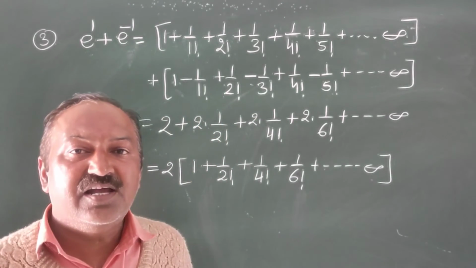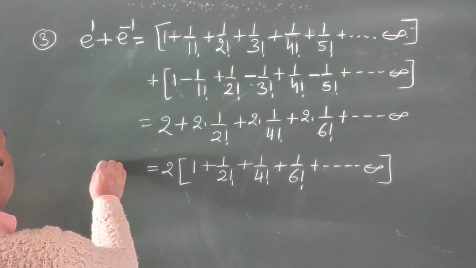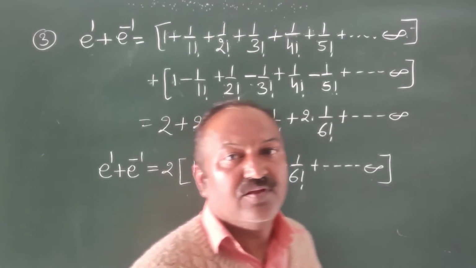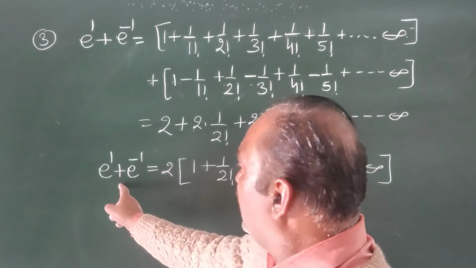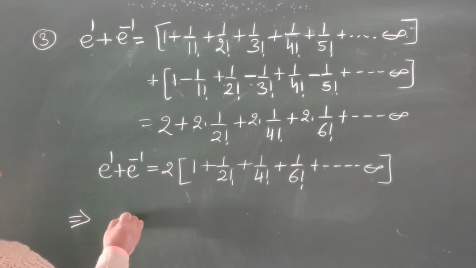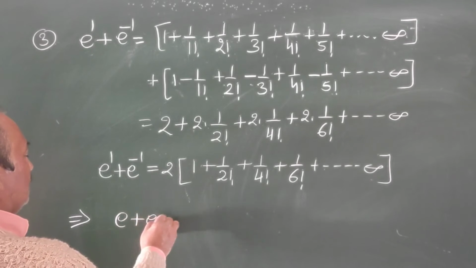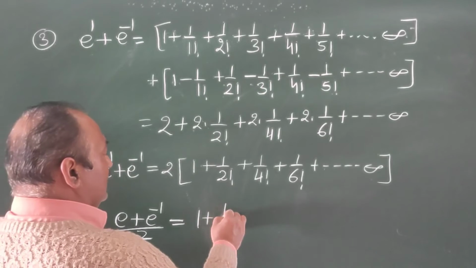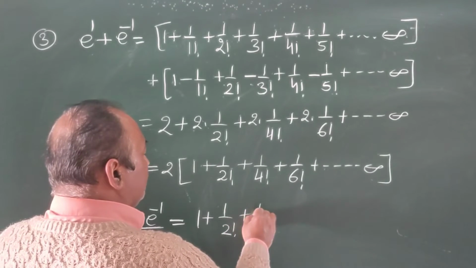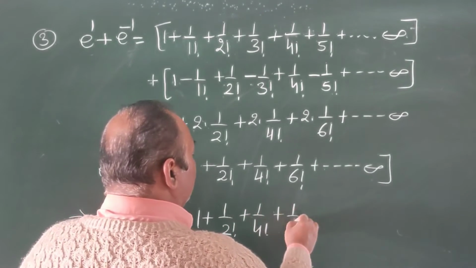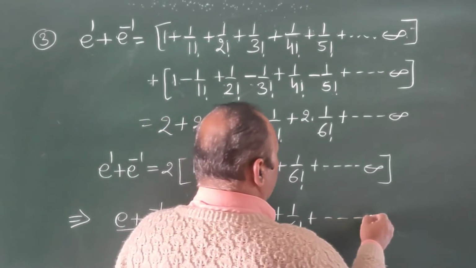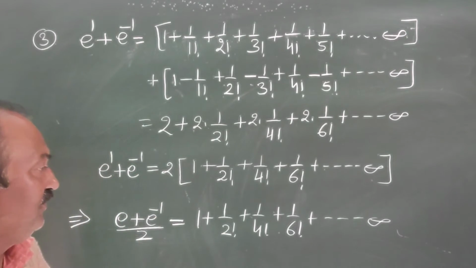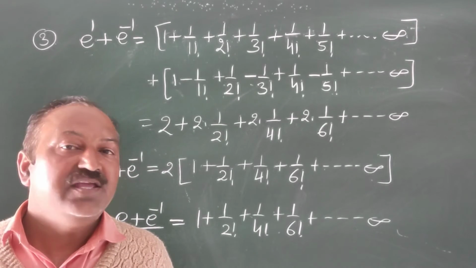This becomes the right hand side and left hand side is e raised to power 1 plus e raised to power minus 1. Now dividing by 2 we get the new result, that is e plus e raised to power minus 1 upon 2 will be equal to 1 plus 1 upon 2 factorial plus 1 upon 4 factorial plus 1 upon 6 factorial plus and so on up to infinity. This is again an important result for competition as well as examination point of view.